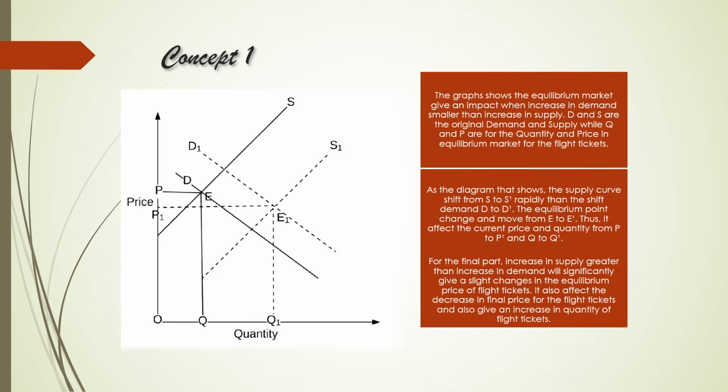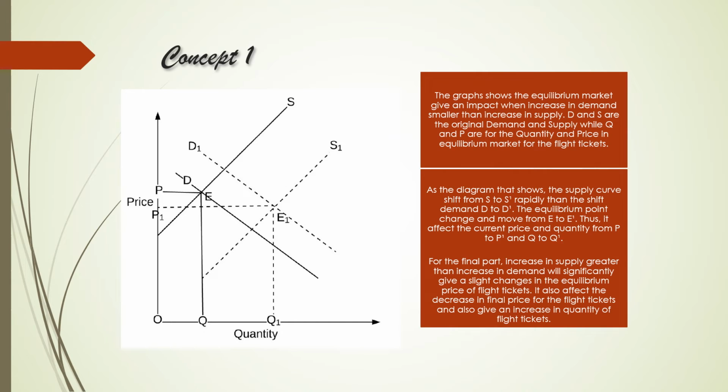Concept 1, the graph shows the equilibrium market impact when the increase in demand is smaller than the increase in supply. D and S are the original demand and supply, while Q and P are the quantity and price in the equilibrium market for the flight ticket. And number 2, the diagram shows the supply curve shifting from S to S1, then the demand shifting from D to D1.